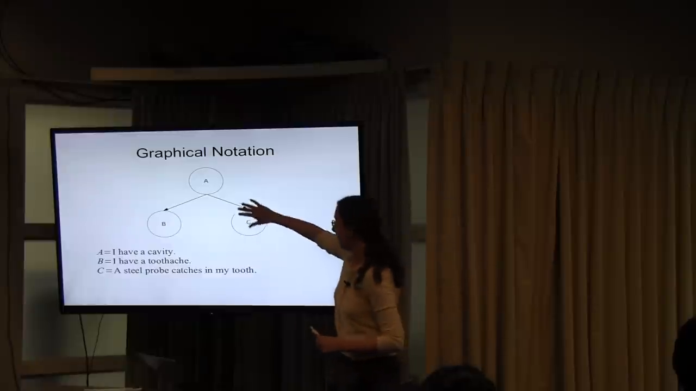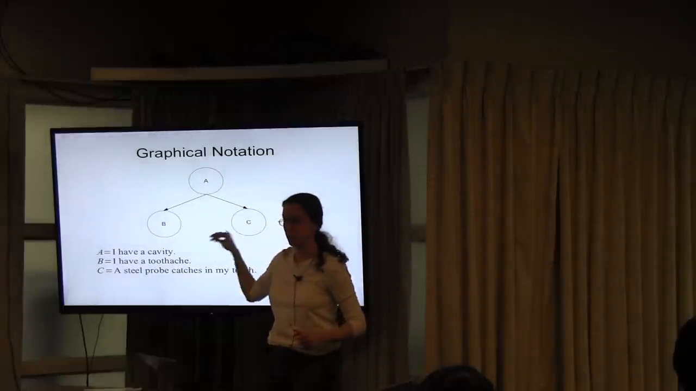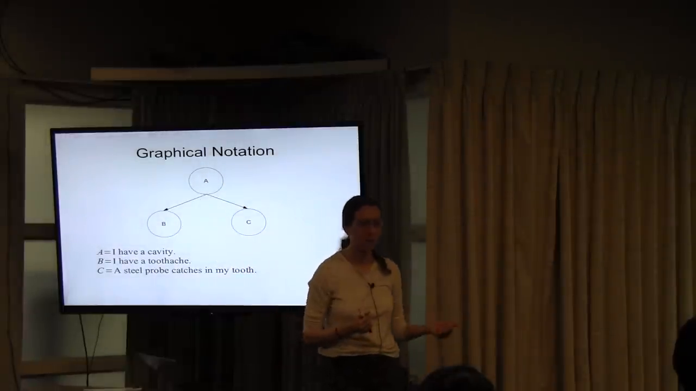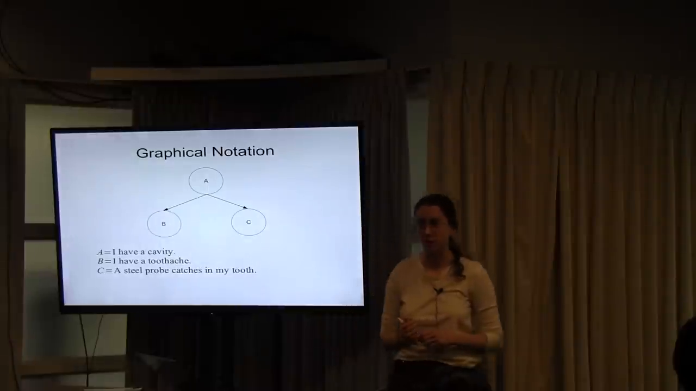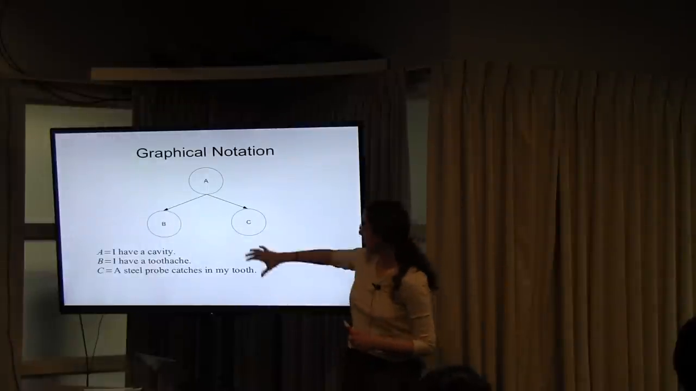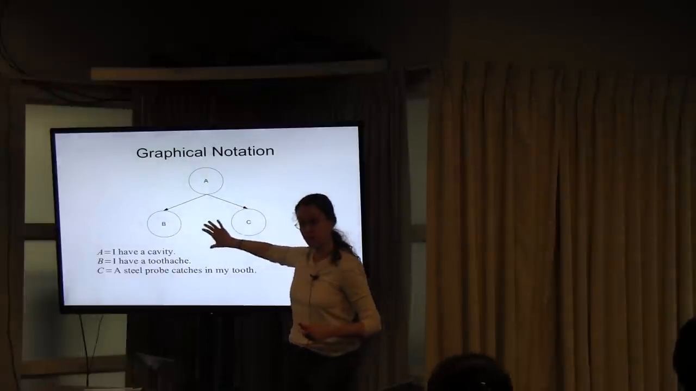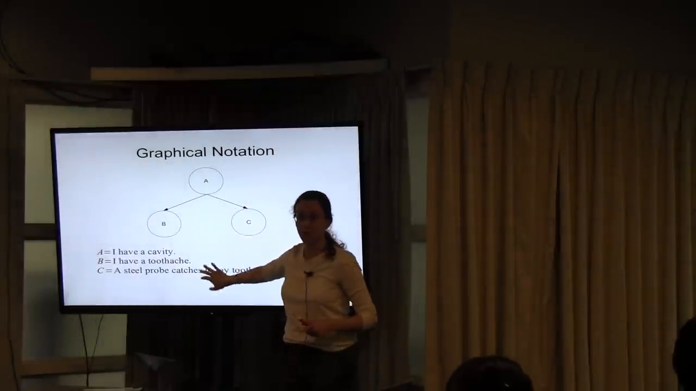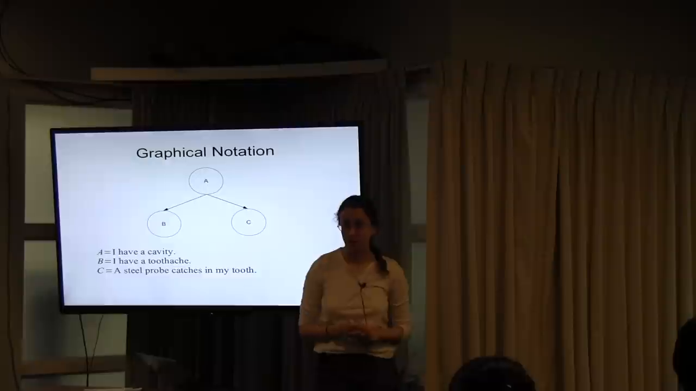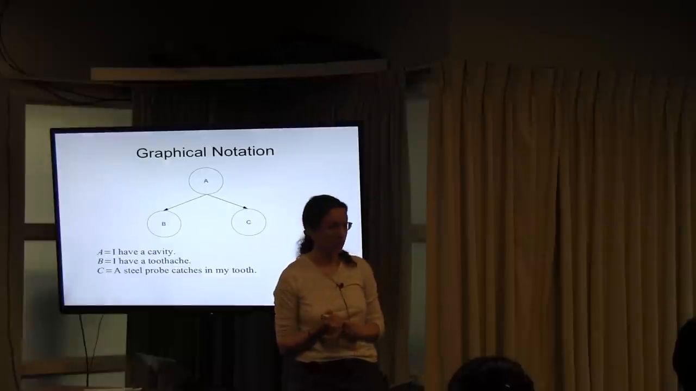If I didn't know whether I had a cavity, then B and C depend on each other, right? Like if I have a toothache, it's more likely that a steel probe is going to catch. But once I introduce this third variable, then I can make this independence assumption and win because I need fewer entries in my table. Does that make sense?